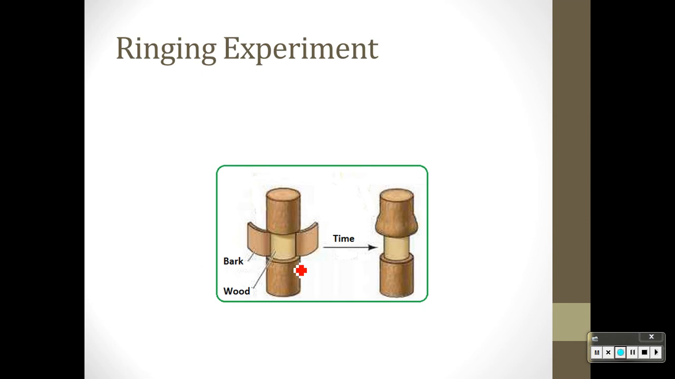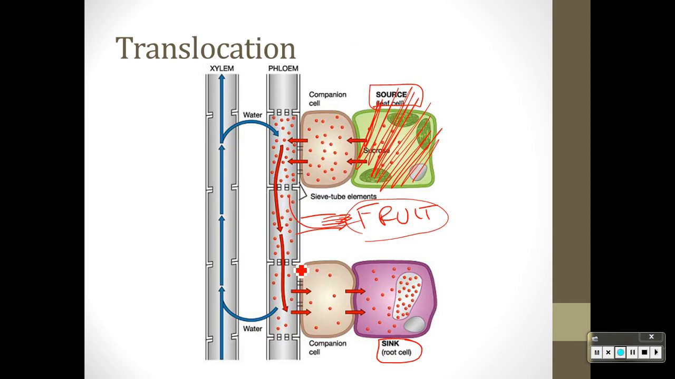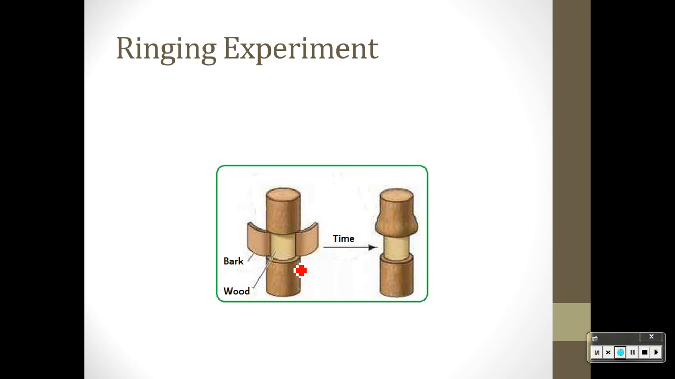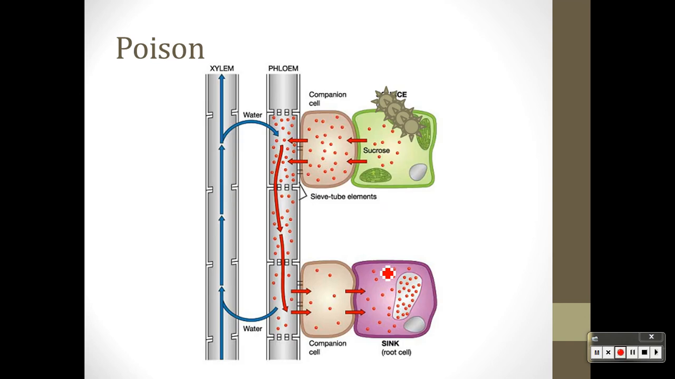All right. What you'll find is the phloem is on the outside of the stem, and there was an experiment called the ringing experiment, where they cut a line all the way around the bark, and it actually kills the tree because the roots do not get any sugar from photosynthesis.